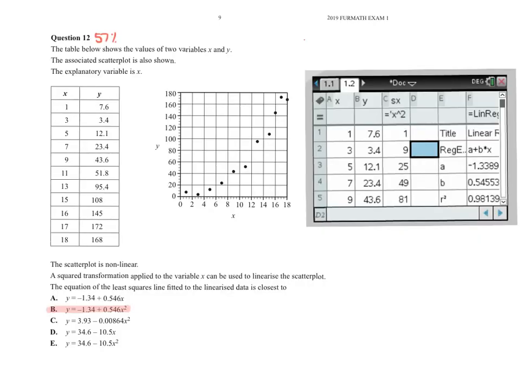The table below shows the values of two variables X and Y, and the associated scatter plot is shown. The explanatory variable is X. They've now told me the scatter plot is nonlinear, so hopefully that's triggering you that you will be doing a transformation. They said this transformation is applied to the x variable. Once again, I write what that is, just so I visually know what I've got to do. Now they want the equation of the least squares regression line. When we write it out, we want a plus b, but it's going to be x squared now because we're actually transforming it.